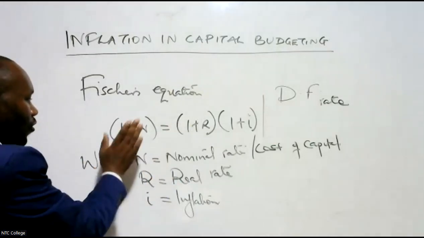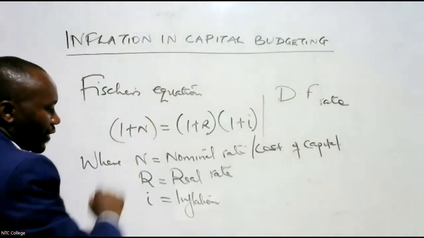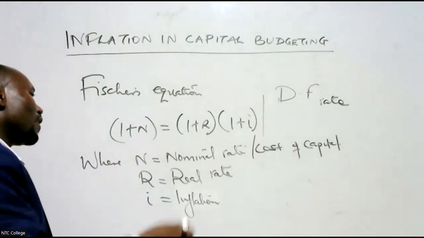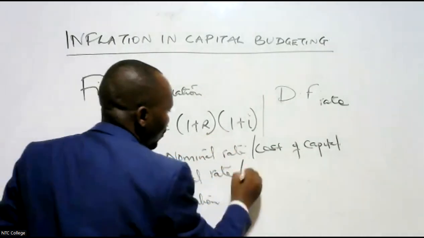Then you also have nominal cash flow with a nominal rate. So it is called a rate or cost of capital.